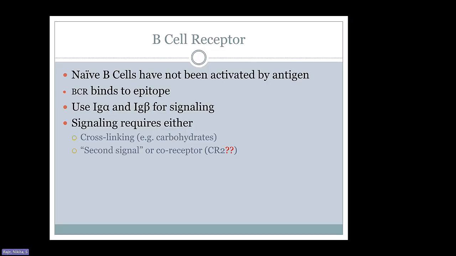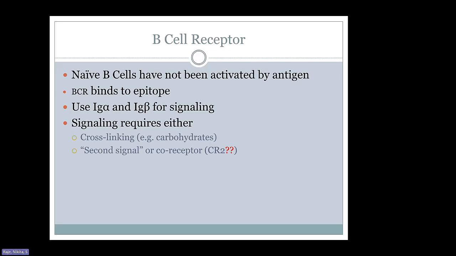So once the BCR binds to the epitope of the antigen, it sends downstream signals. And for this downstream signaling, it has these molecules on it called Ig alpha and Ig beta. When that signal goes through, that's when it can get activated.